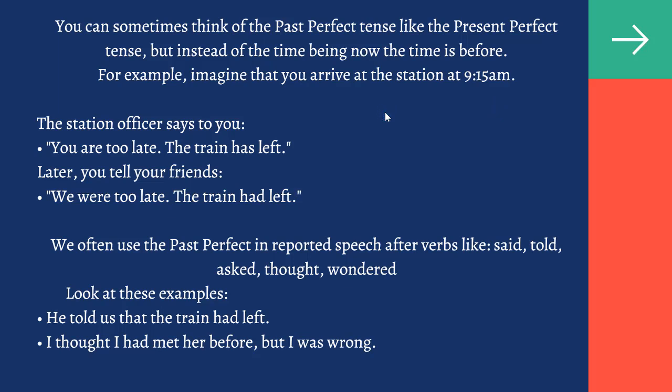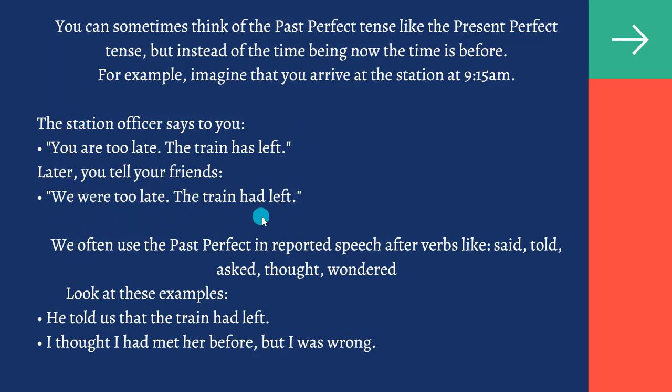The train has left." Okay, so this example is present perfect because it relates to the present, because you are too late. You're too late, and that's why the train has left. So it has an impact or effect on the present time, and then later, after this situation, you tell your friends, "We were too late.